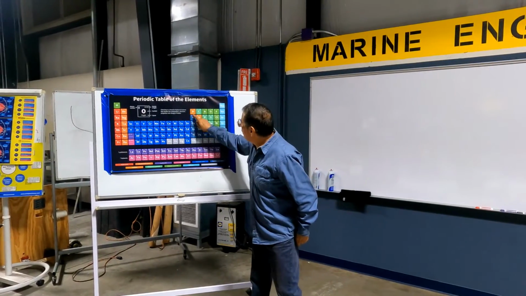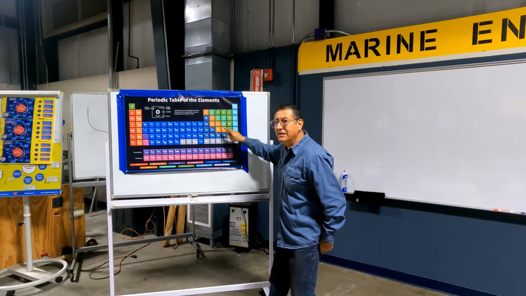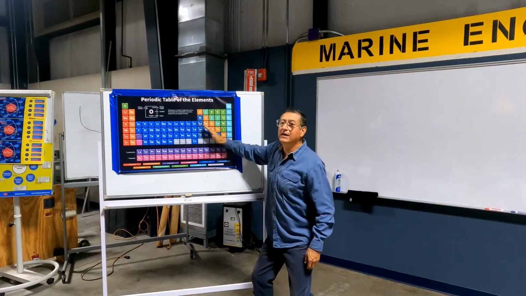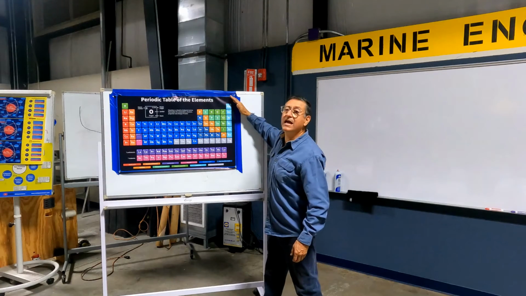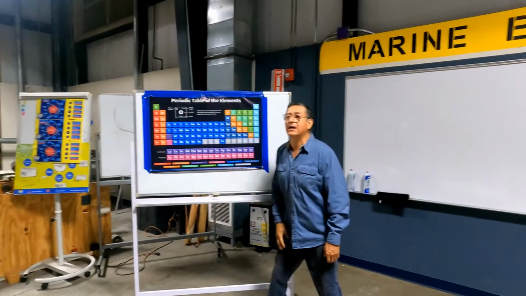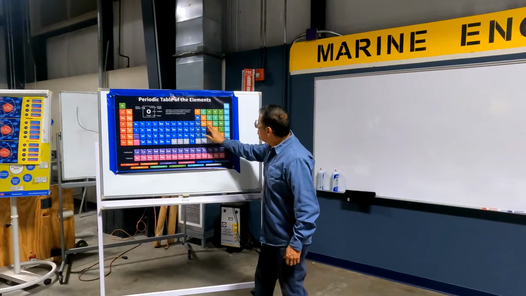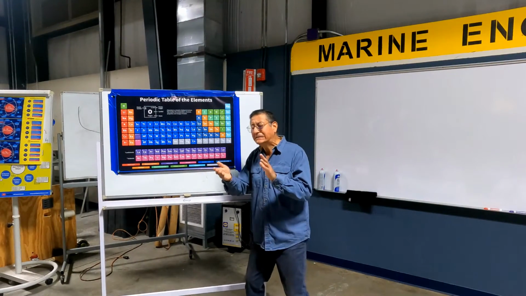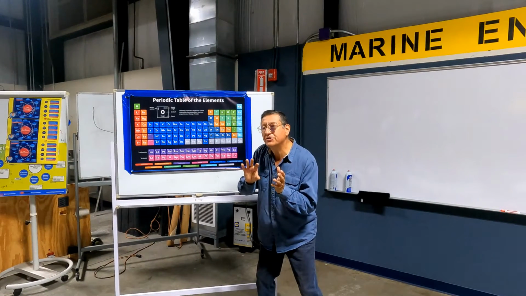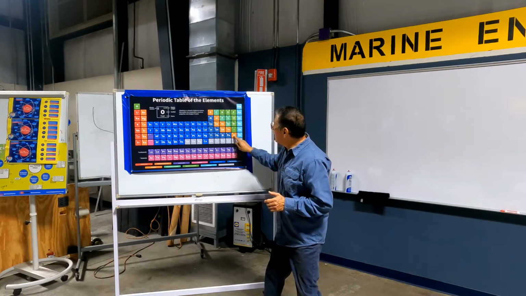Okay, pay attention. We are going to make a division. You see that division on the orange? The elements over there are non-metals, and the elements below the division are metals. And the orange elements are metalloids. They work in some cases like metals or non-metals.